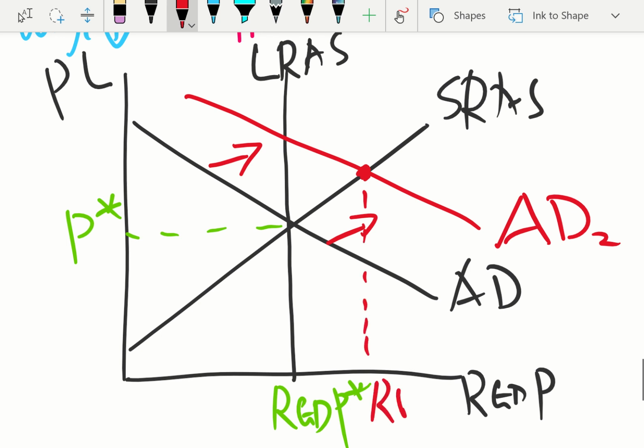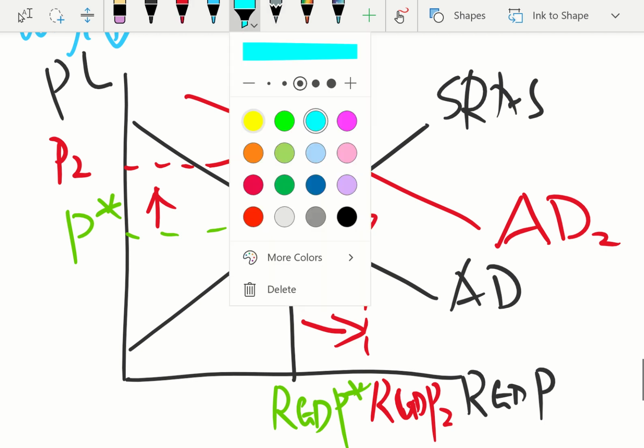So real GDP 2, and then this will be price level 2. All right, so our economy goes through expansion at the same time that we're going to have a higher price level, inflation.